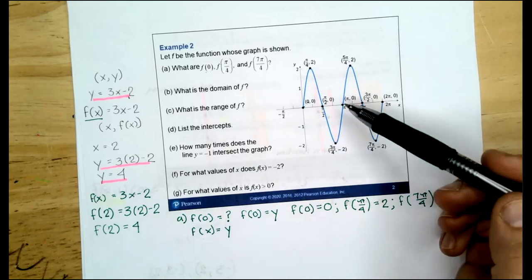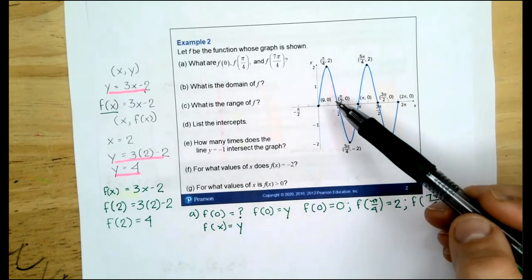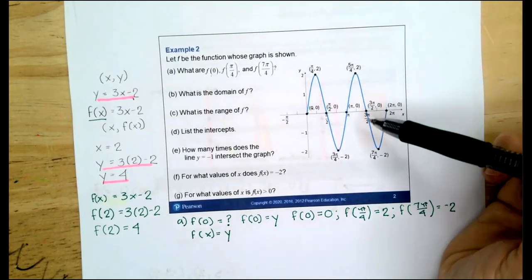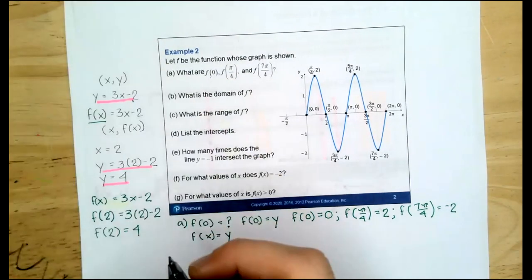Good? And now we only have a graph. We don't have an equation to plug the x into. We just find it on the graph because they've already labeled some of the points on this graph. Okay? All right, let's look at B.